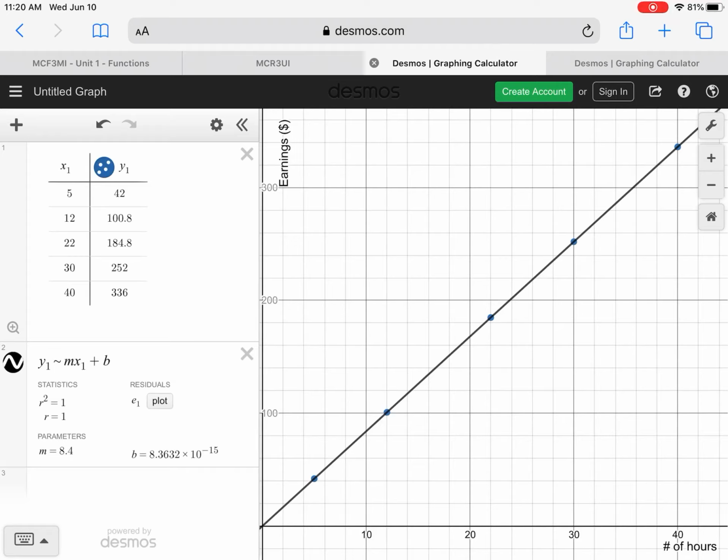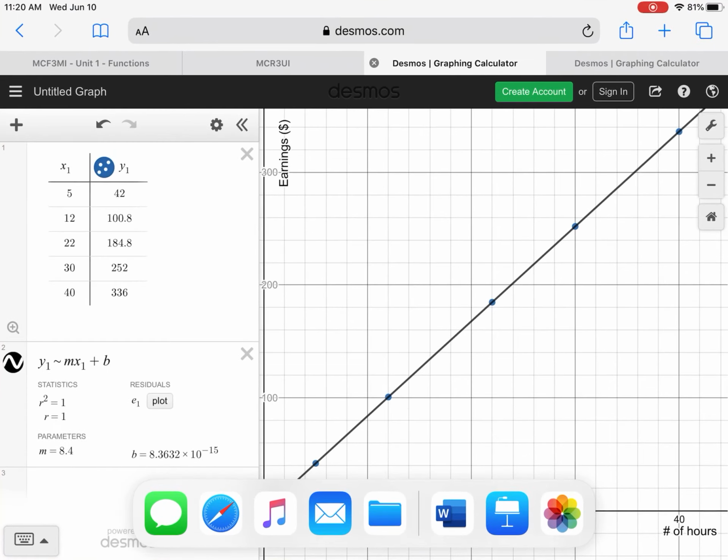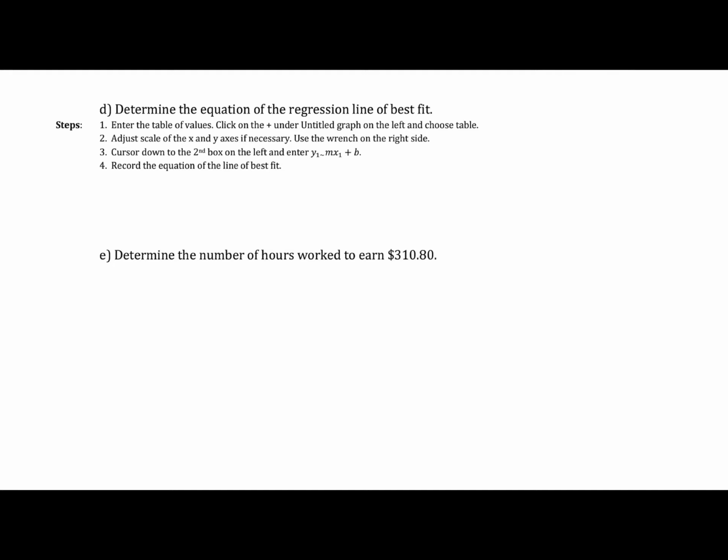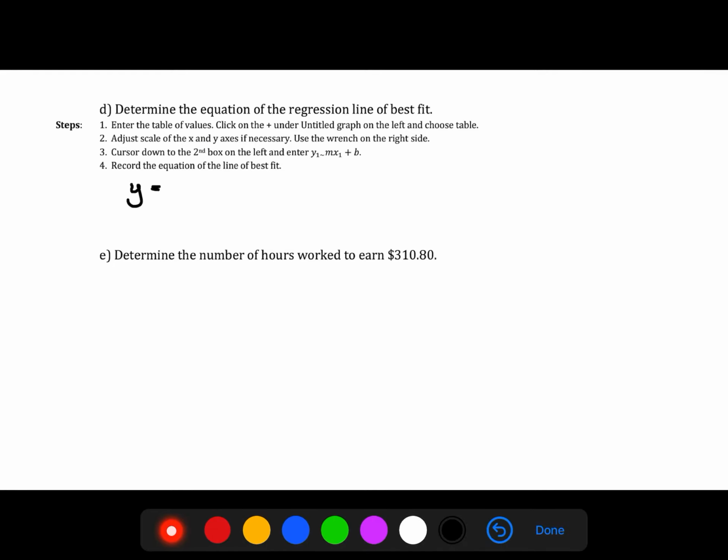So you'll notice that our information is down here for what our slope is and what our y-intercept is. So our slope under m here is 8.4. Now the y-intercept, notice that the e to the negative 15 means 15 decimals to the left. So it is so negligible, we are rounding it to 0. That value with 14 zeros is basically 0. So our equation for this is y equals 8.4x plus 0. Okay, so we created our scatter plot.